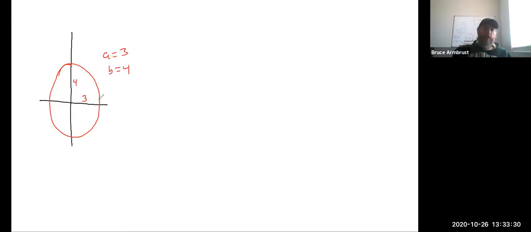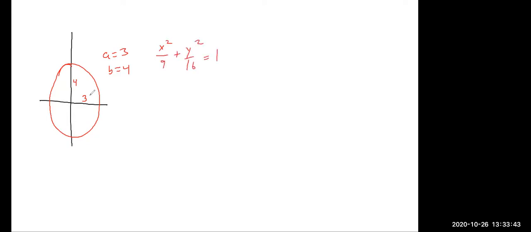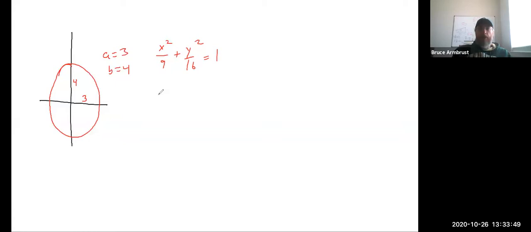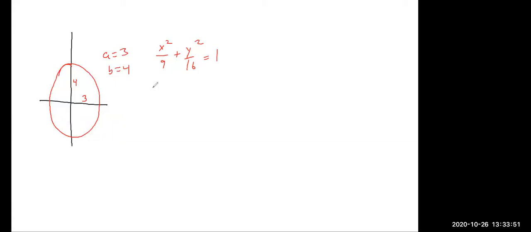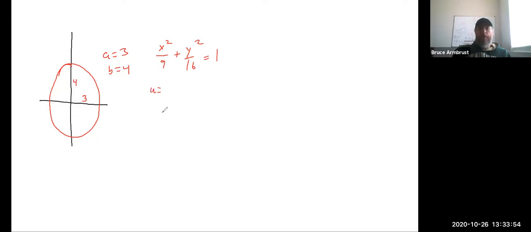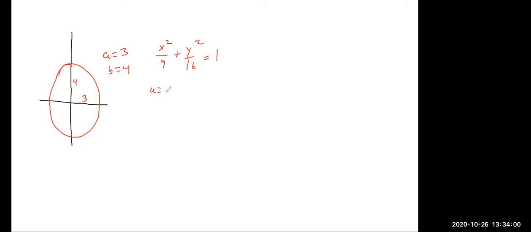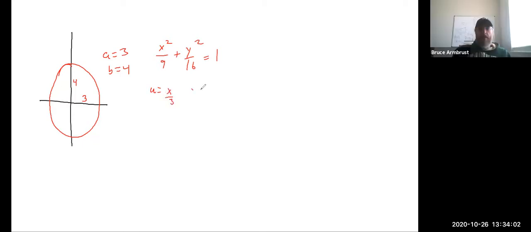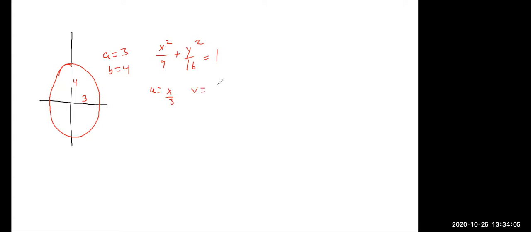So can you give me the transformation for these? Let me give you the equation of this ellipse before it gets rotated. What would we do as our transformation? Same thing we did last time. Okay, so what would U equal? X over 3. Cool. And V? Y over 4. Cool. All right, so for this one, it's easy enough.